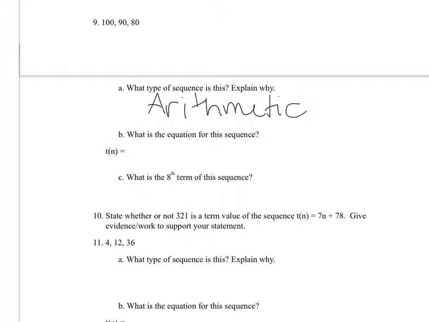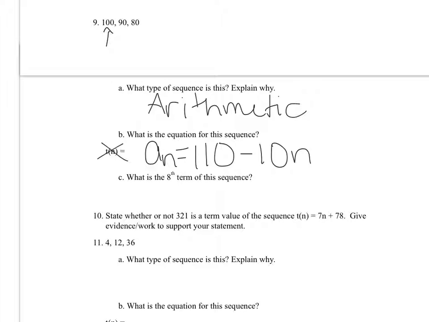Okay, so it asks us what is the equation for the sequence. It does say t of n. We use the notation a sub n this year. Sorry for not correcting that. We want to do the first term, which this is actually the first term. We want to use the initial term, so we're going to back that up. We're going to add 10 to get 110, and we are subtracting 10 each term.